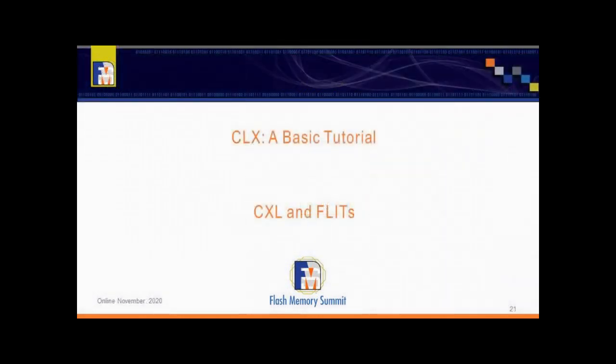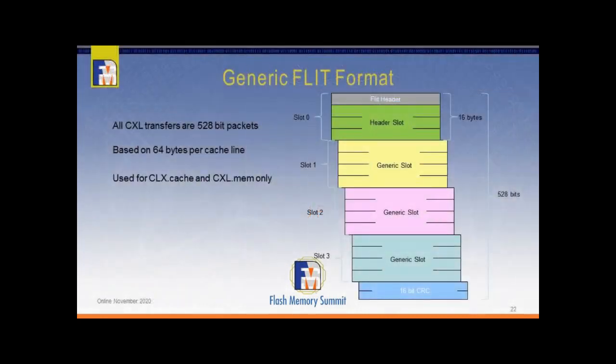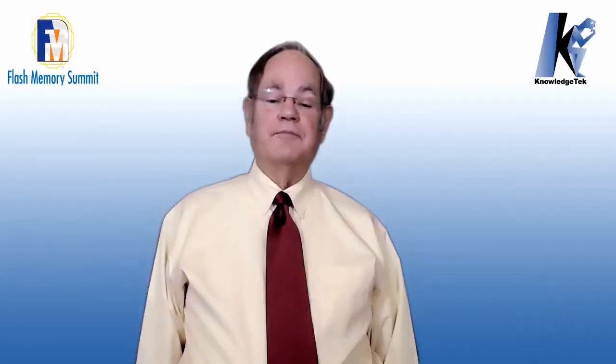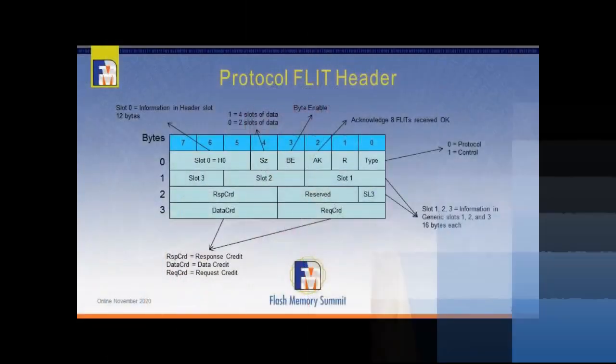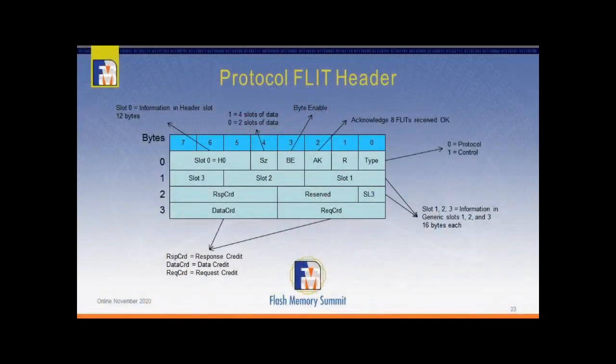Link layer and flits. All CXL transfers are 528-bit packets made up of 4 slots of 16 bytes each and 2 bytes of CRC. Slot 0 contains the header. The other 3 are called generic slots. Let's see what they contain. The flit header contains information such as the type. Is this a protocol flit transferring data, commands, or status, or a control flit?